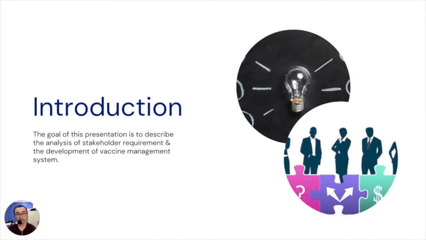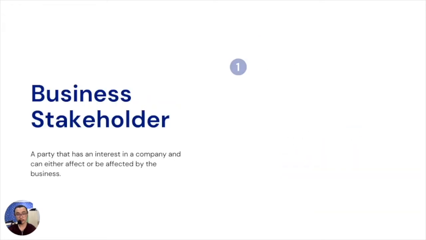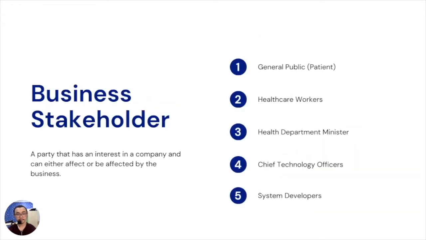Firstly, we're going to start with the stakeholders. There are 5 key stakeholders that we identified. The general public, who will be the patients. Once they have registered to our system, they will receive the vaccine ticket, where they can get vaccinated in the center that has been appointed.